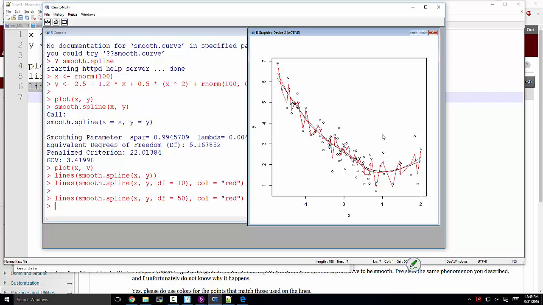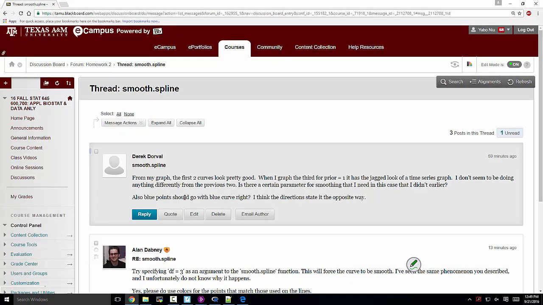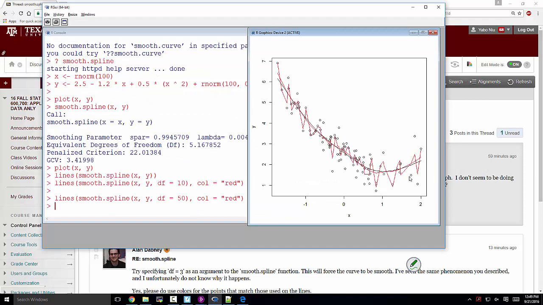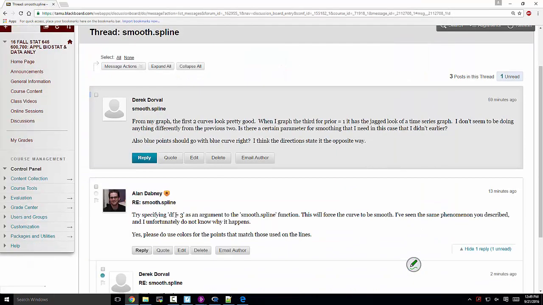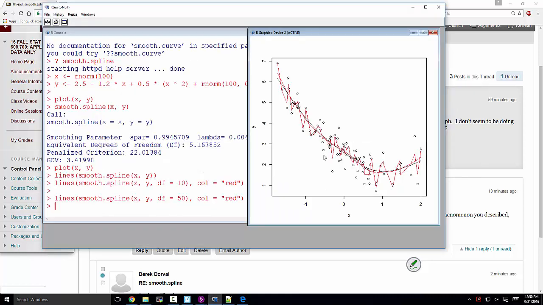When you apply smooth.spline to the onset data, the comment on the discussion board was that he was getting a jagged curve like this. You don't have to, or I didn't tell you to, specify the degrees of freedom in the smooth.spline function, but my response to that issue that Derek was seeing was to specify a relatively small df. If you don't specify it, it's going to use some kind of rule of thumb to guess what df you want. So to make your curve smoother, you can pick a small df, 3, 4, 5.